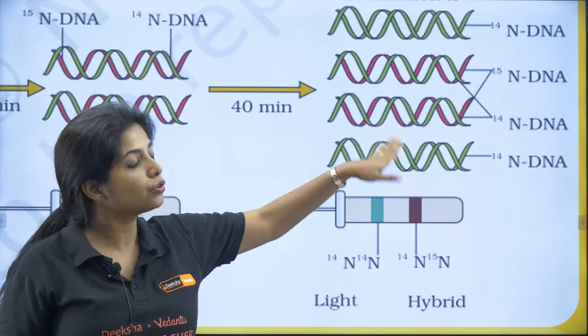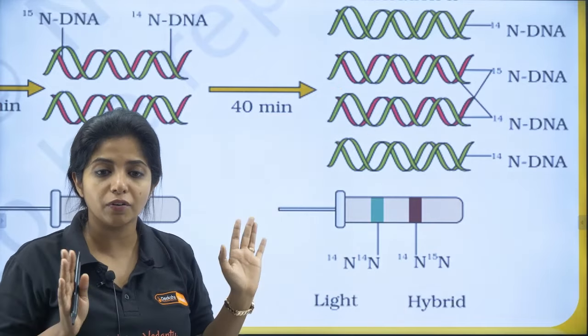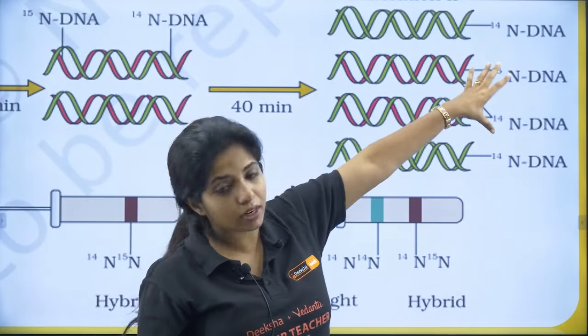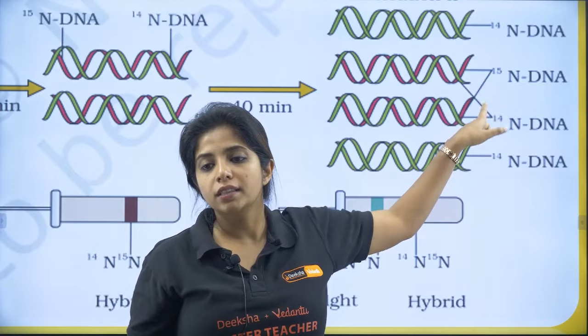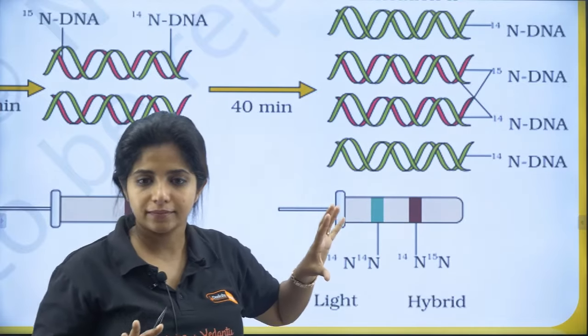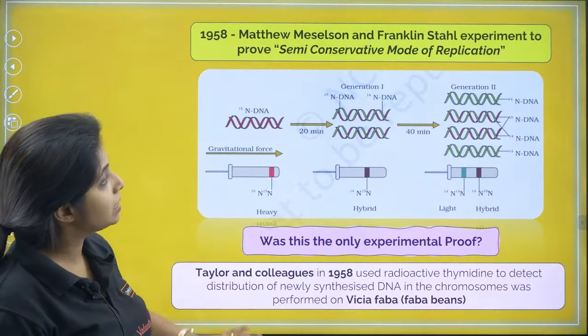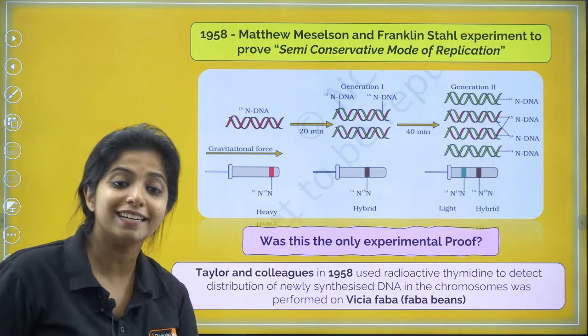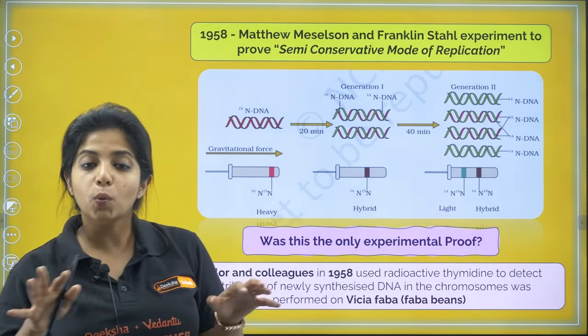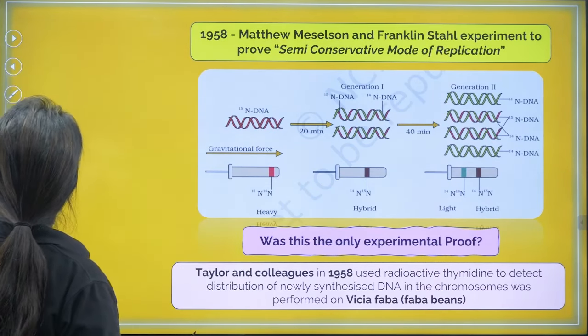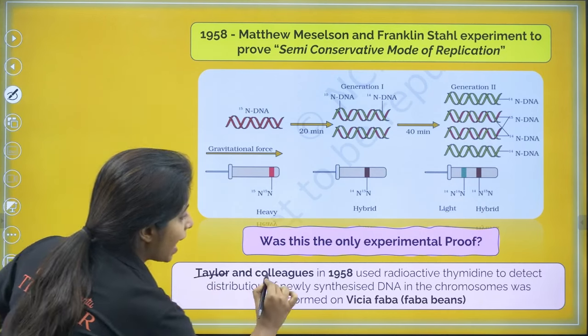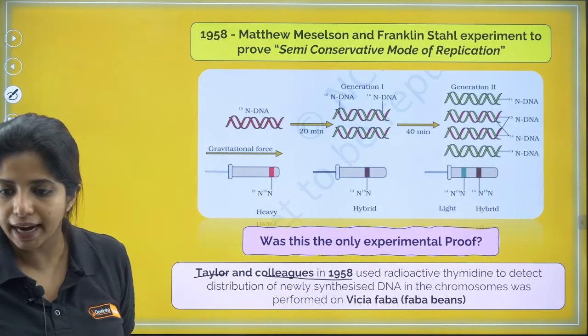Now whatever generation you do, my dear children, anyway you will find the hybrid. Why? Because this is there. Whenever it replicates, the one strand will always be there. You get it? So this was the Meselson and Stahl experiment in the year 1958. Was this the only experimental proof? No. There is one more experimental proof done by Taylor and colleagues in the year 1958.